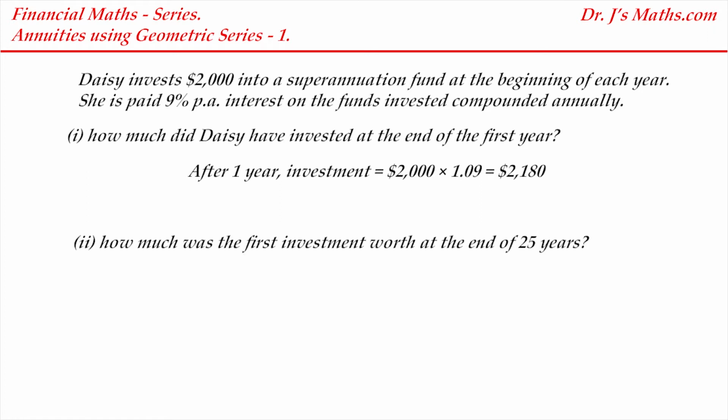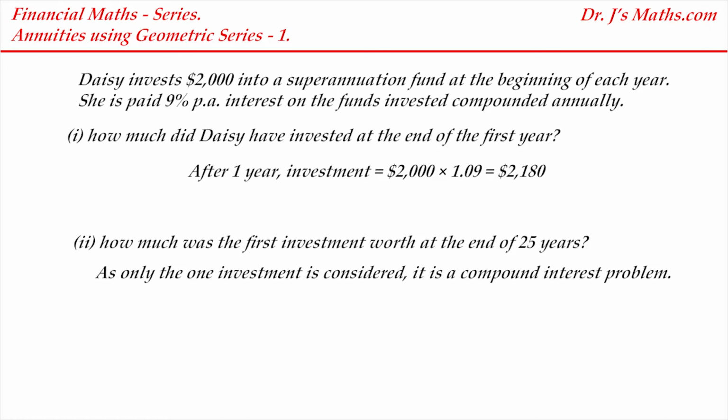The second part of this question is, how much was Daisy's first investment worth at the end of 25 years? Well, only one investment is being considered, so it's a straight compound interest problem. So after 25 years, the investment is going to be the principal, $2,000, times the interest rate, 1.09, raised to the 25 years. And that comes out to be $17,246.16.